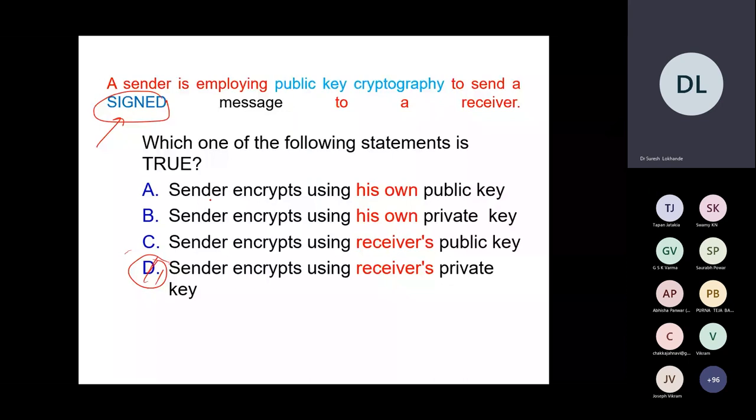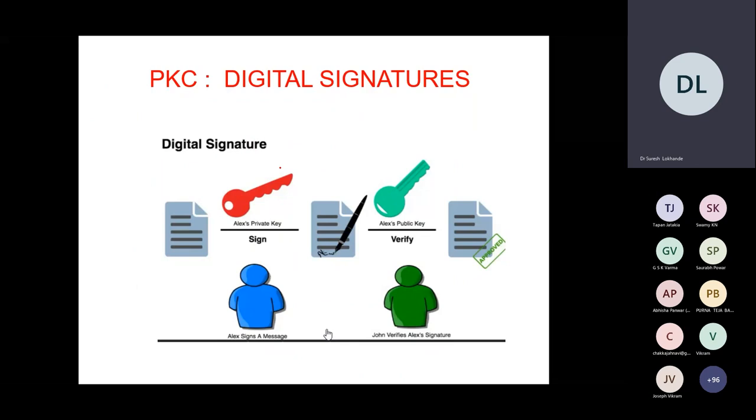So, the signature pointer we have told, it is a repetition part. If I want to have a signature, remember this: the sender, whose name is Alex, uses the private key, and the public key is available freely.